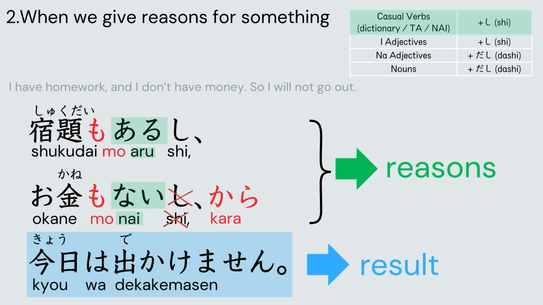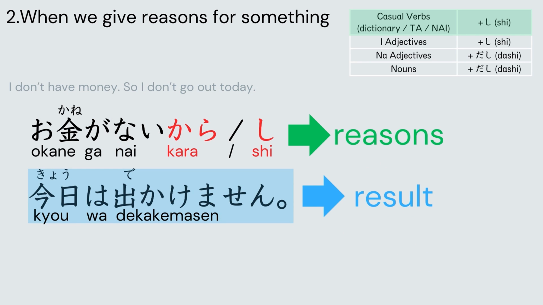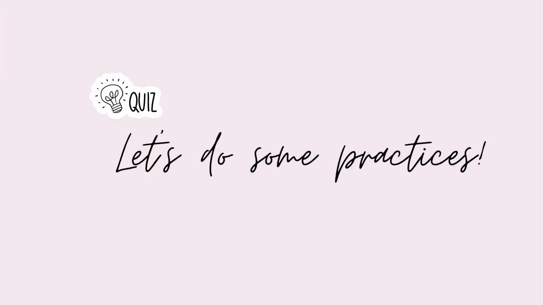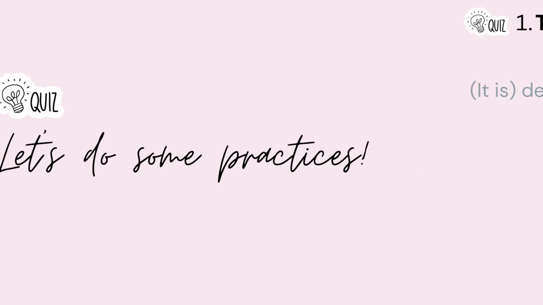You can also use から instead of し for the phrase that is right before the result. However, you have to keep the し in the middle. When there's only one reason, お金がないから or お金がないし、今日は出かけません。You can use either から or し。Let's do some practices.